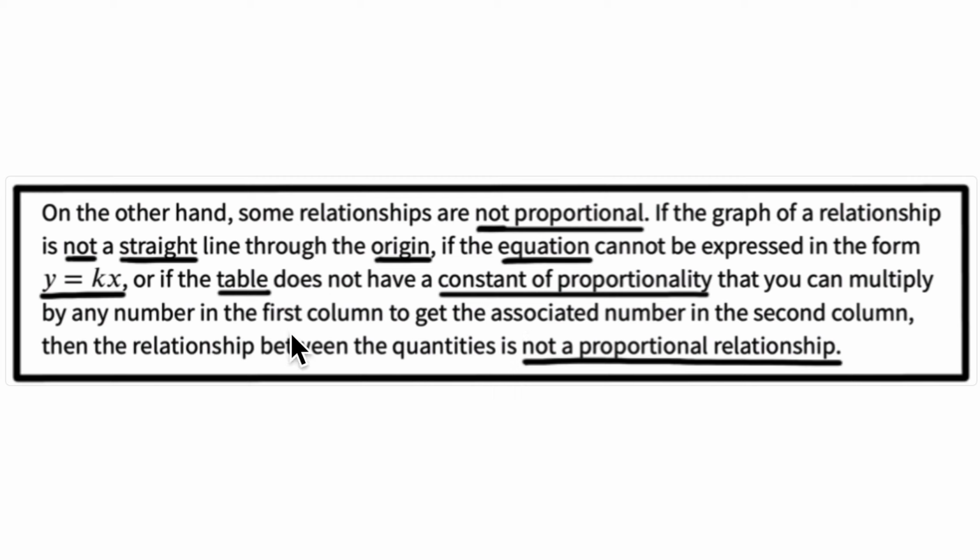If all these things are true, it says, you take the first number, you can multiply any number in the first column and get the associated number in the second column, then the relationship between the quantities is not proportional, meaning there's not a constant of proportionality. If this does not happen, you get different values. The associated number in the second column does not have a constant of proportionality that you can multiply by any number in the first column to get the associated number in the second column. Then it is not a proportional relationship if you cannot do that.